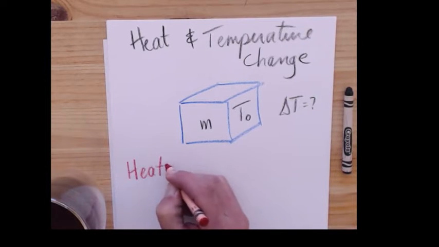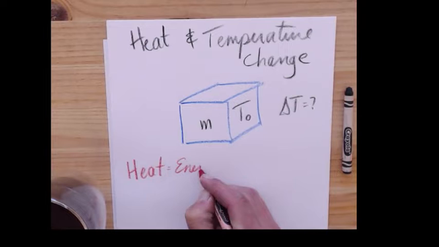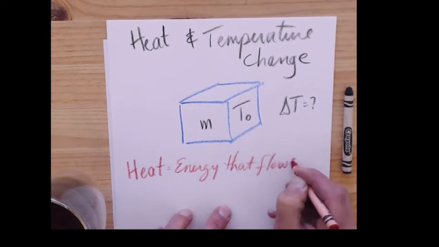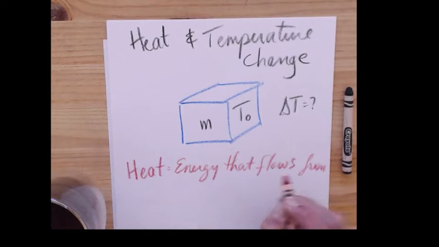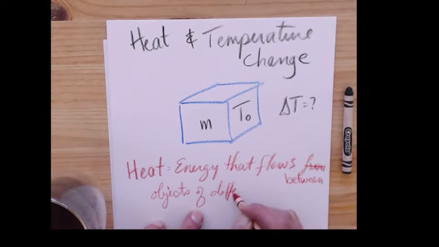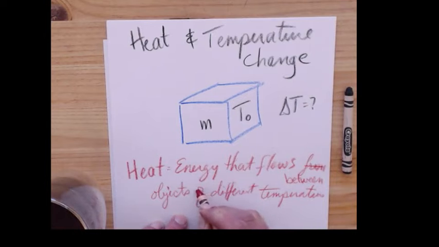But what is heat? Heat is energy that flows between, sorry, not from, between objects of different temperatures. The symbol for heat is Q.